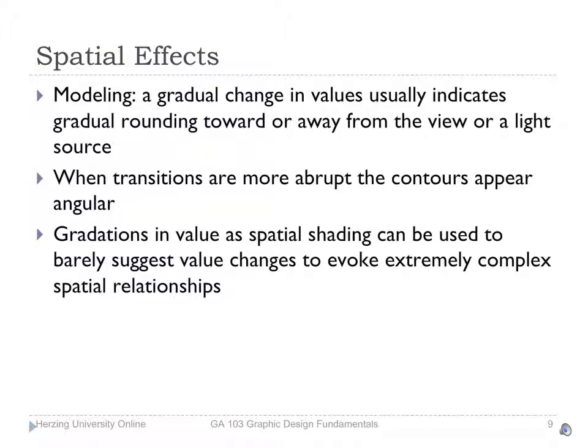We will now discuss spatial effects. Modeling is a gradual change in values that usually indicates gradual rounding towards or away from the viewer or light source. When transitions are more abrupt, the contours appear angular. Gradations in value as spatial shading can be used to barely suggest value changes to evoke extremely complex spatial relationships.